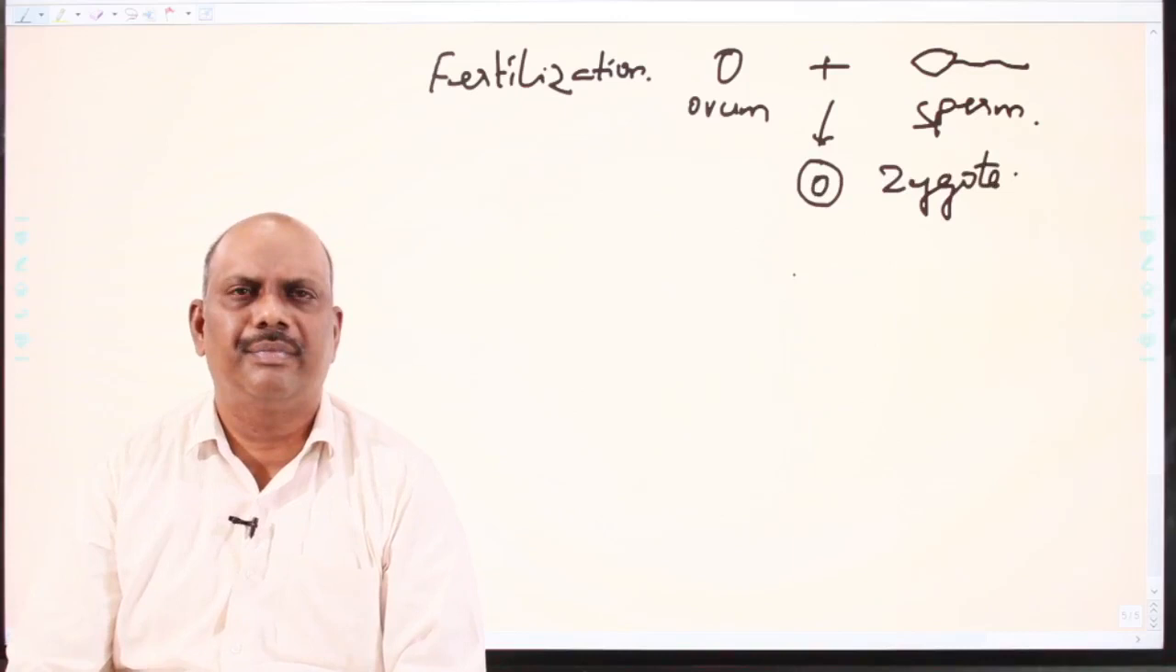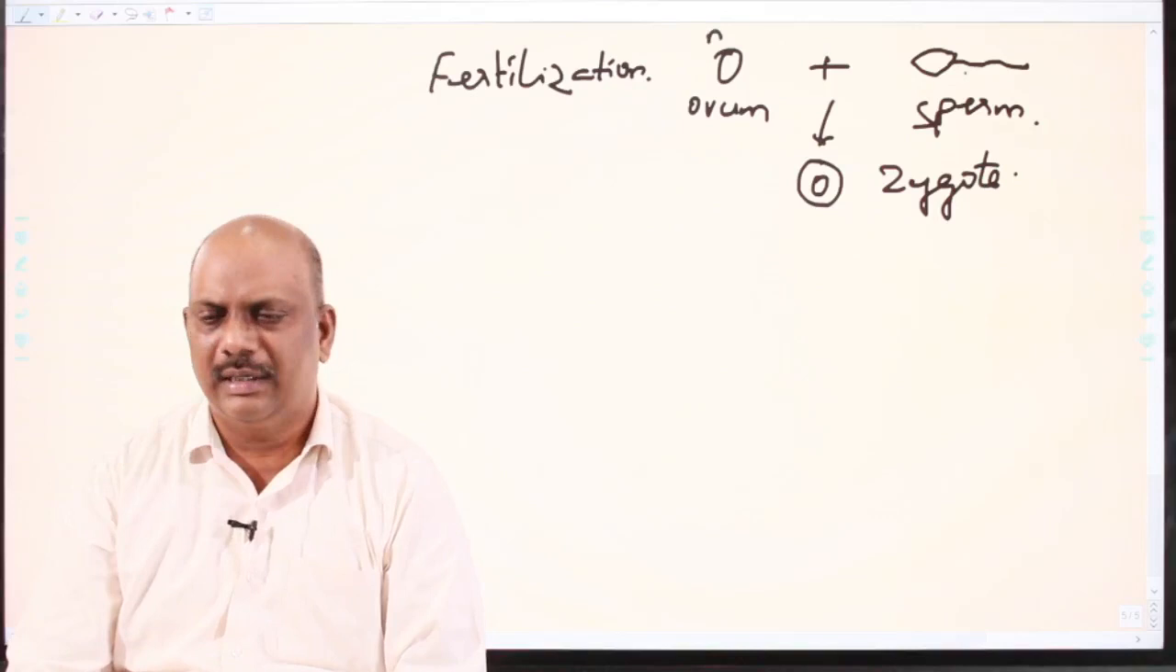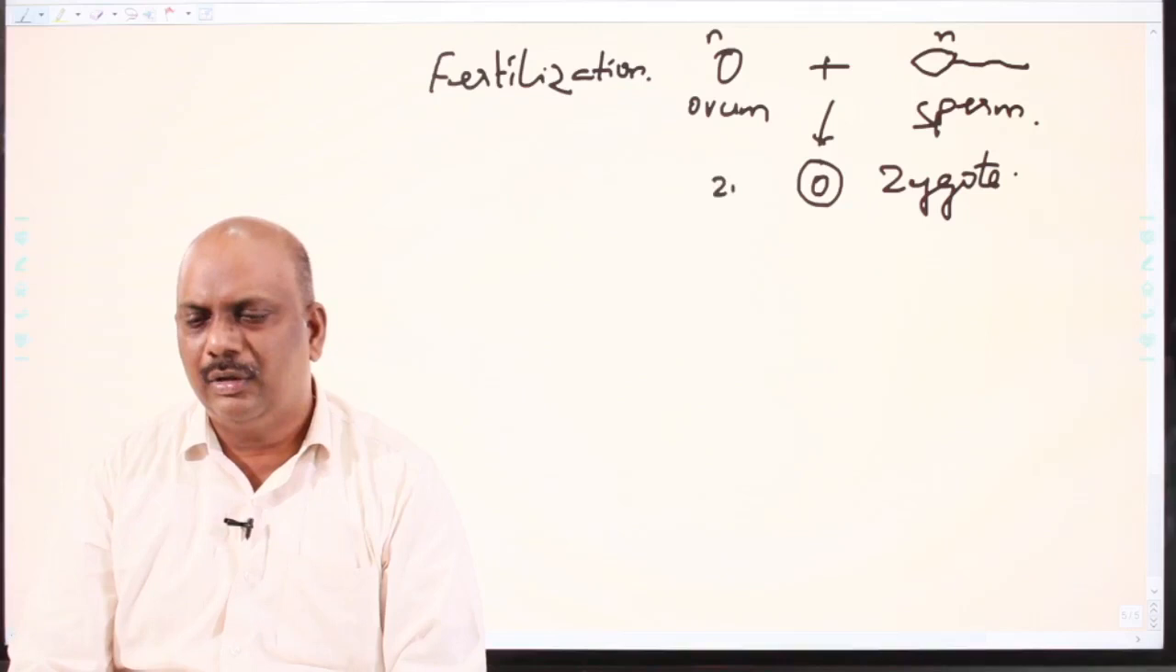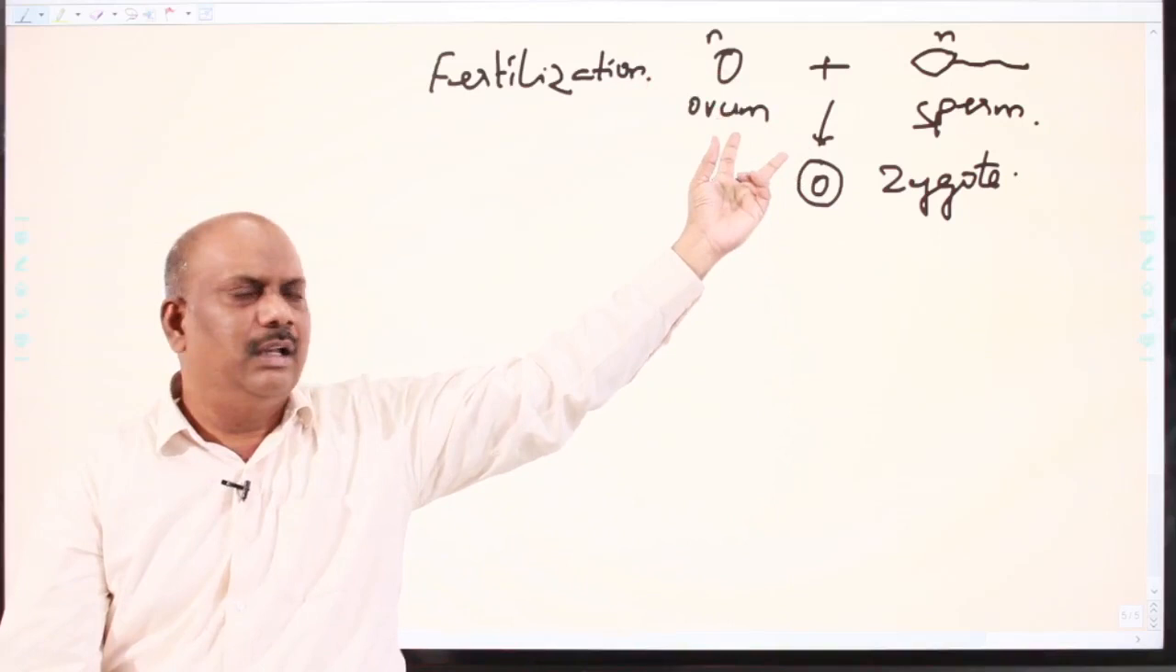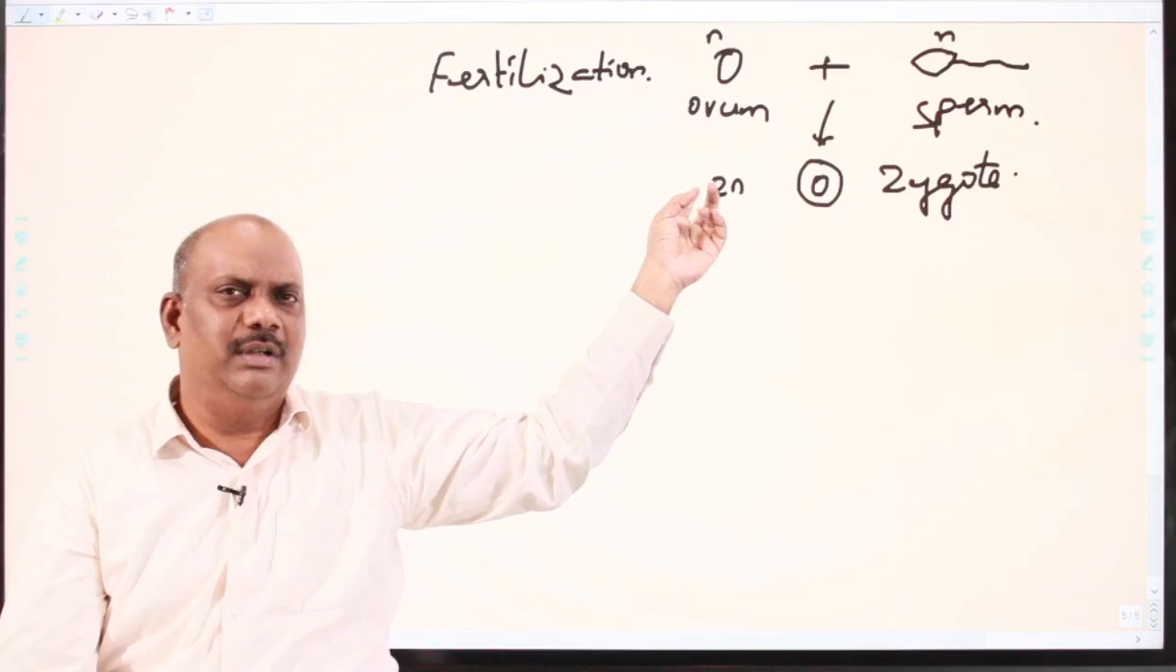Here there will be n number of chromosomes, and here also there will be n number of chromosomes. In a zygote, the 2n number will be restored. Half the chromosomes, or half the DNA material, comes from the ovum and half from the sperm. Both fuse, and as a result the 2n number of chromosomes is restored here.